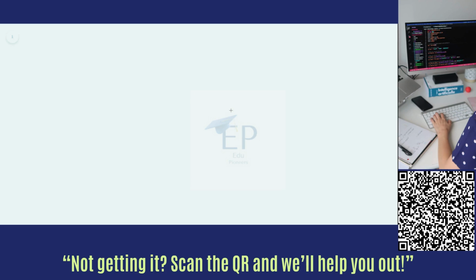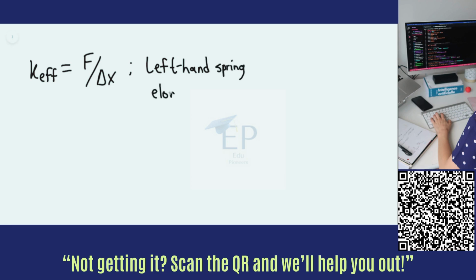We want to find the frequency of the oscillations, but first we want to find the effective spring constant. The effective spring constant is found by the force divided by delta x. However, we can say that the left-hand spring is elongated by delta x sub L, so for left.